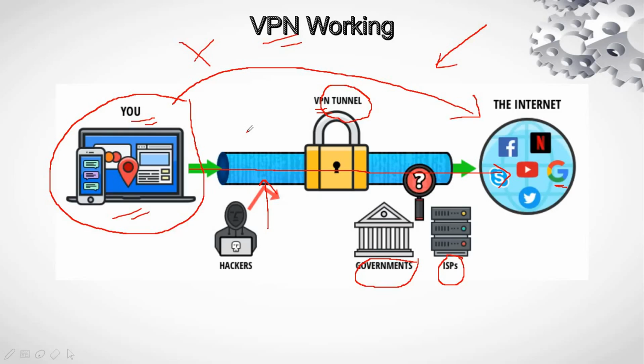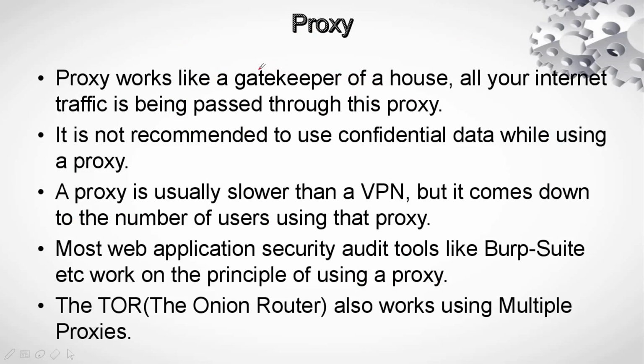All right, now let's have a look at proxy. A proxy works like a gatekeeper of a house. All your internet traffic is being passed through this proxy. Basically, you have your computer at one end and you have the server, let's say of google.com, at the other end. And in the middle you will have that proxy. That proxy acts as a gatekeeper. Now let's say you tried to connect to google.com through that proxy. Obviously google.com will not receive your IP address, but it will receive that proxy's IP address. So in that way you can hide your IP address from being broadcasted to the google.com server.